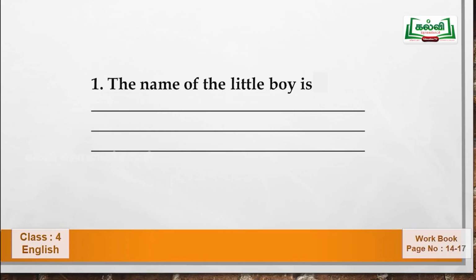Okay children, now take worksheet number 13 on page number 16 in your workbook. First question, the name of the little boy is? Children, you have to write the correct answer in the workbook.